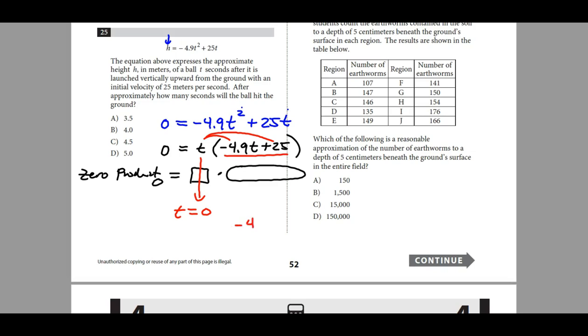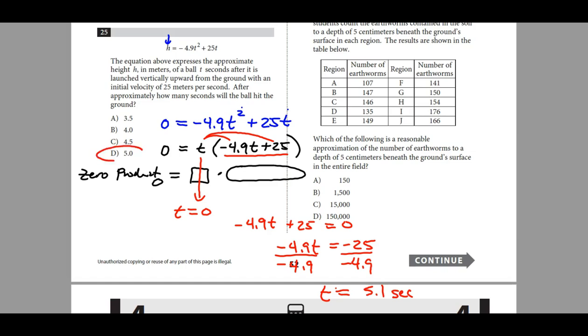So I need to solve that equation. When does negative 4.9t plus 25 equal 0? I'm going to subtract the 25 from both sides, and I get negative 4.9t equals negative 25. Then I'm going to divide both sides by negative 4.9, and a negative divided by a negative comes out to be a positive. My calculator says it occurs at about 5.1 seconds. So the closest answer here would be D.